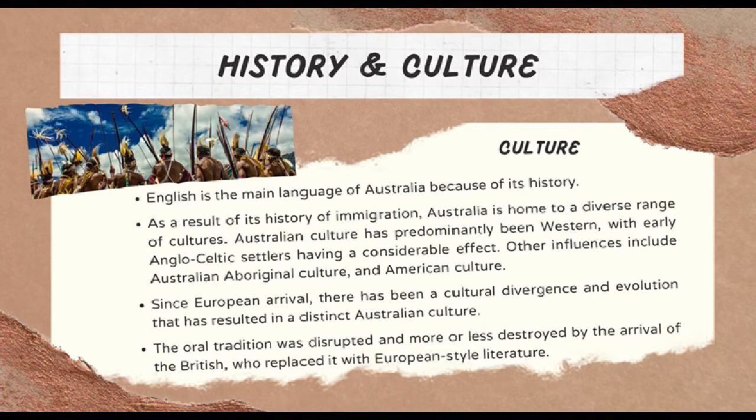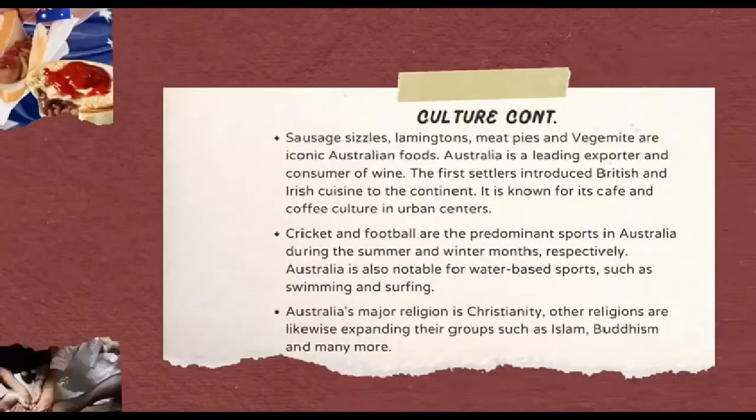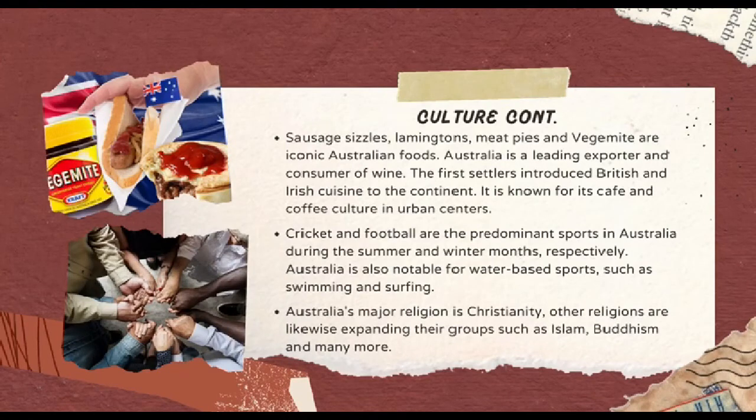Since European arrival, there has been a cultural divergence and evolution that has resulted in a distinct Australian culture. The original inhabitants of Australia used the oral tradition, including song and dance with gestural storytelling to entertain, instruct, guide, and reveal spiritual truth, as well as physical geography and the location of life-sustaining resources. This tradition was disrupted and more or less destroyed by the arrival of the British and was replaced by a literature that imitated European models.